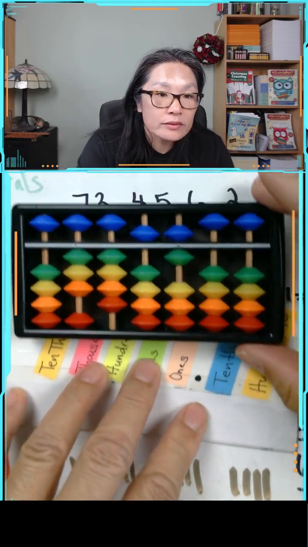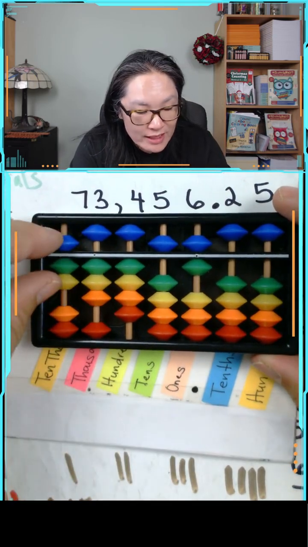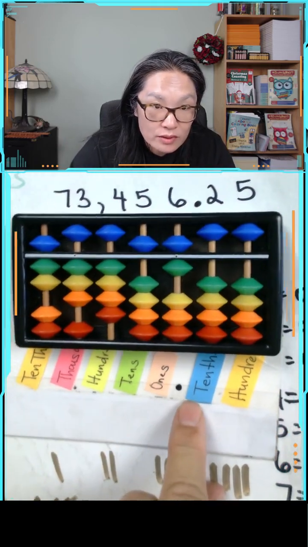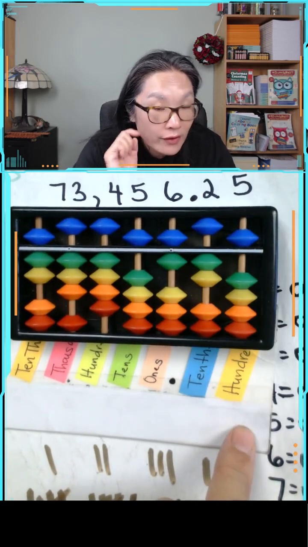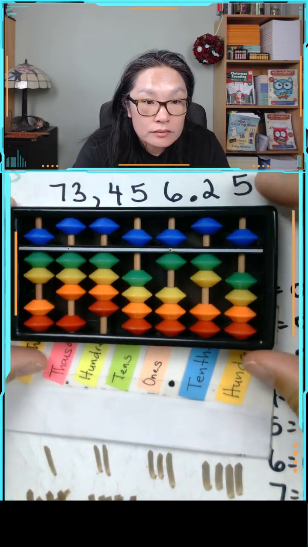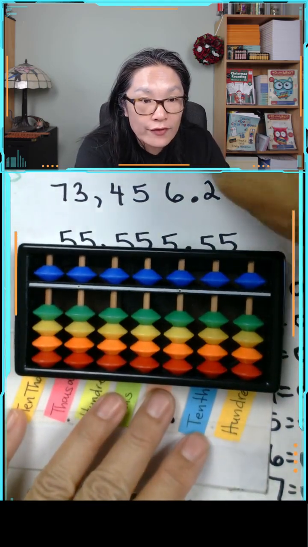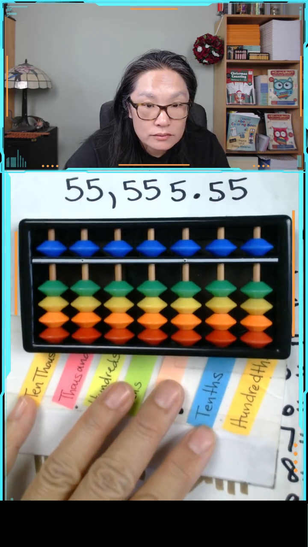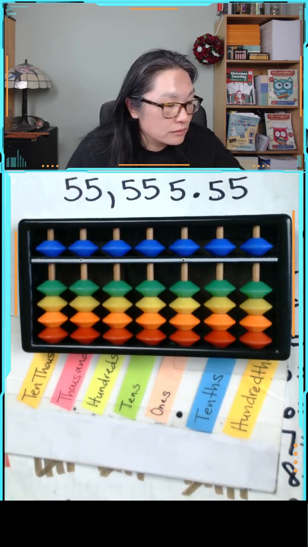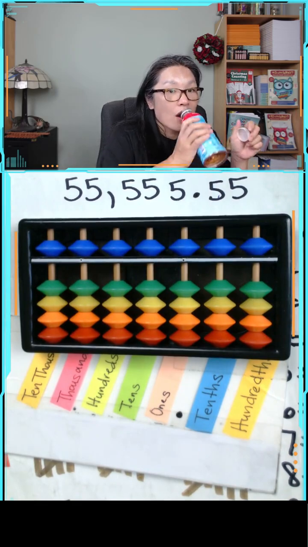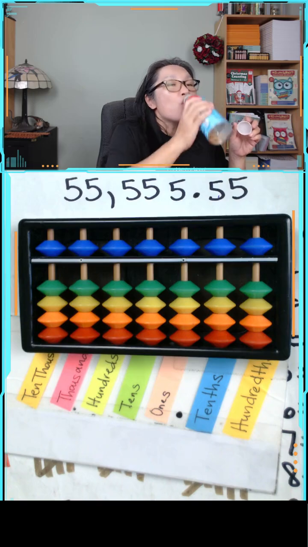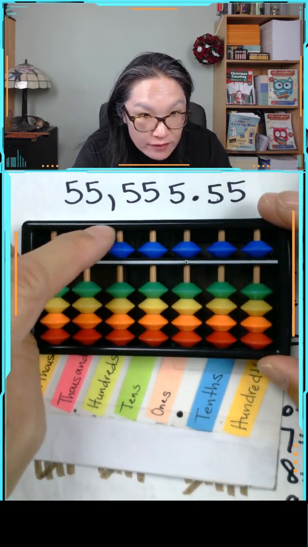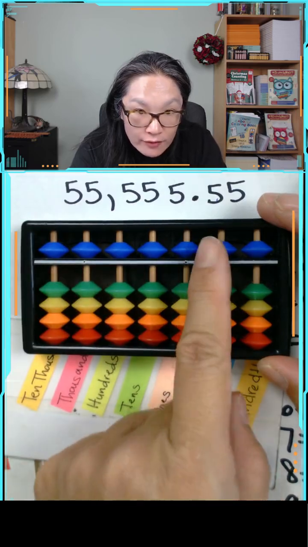So let's do this one, right? We can do 73,456. Point, we have our decimals, 25, a 2 and a 5. If we have a whole row of 5s like this, here's a whole row of 5s. 55 burgers, 55 fries, 55 tacos, 55 pies, 55 cokes, 55 wings, 55 shakes, 55 pancakes, 55 pasta, 55 peppers, and 55 taters. So we're looking at 55,555.55.